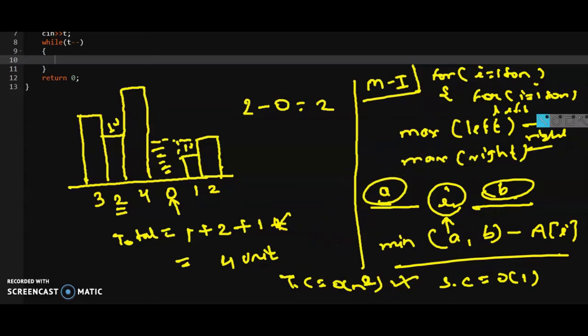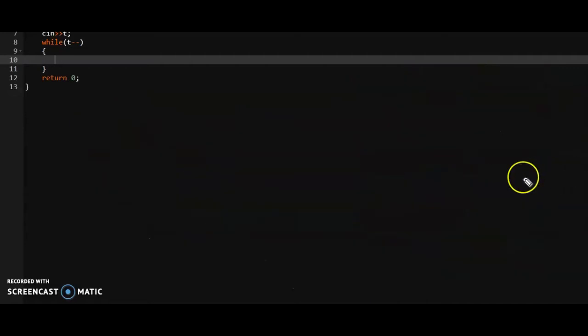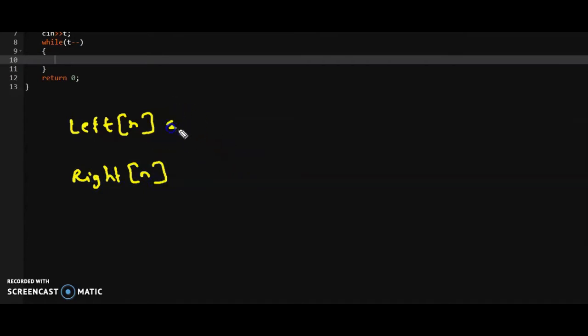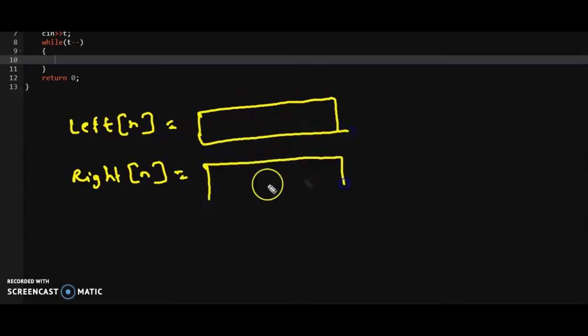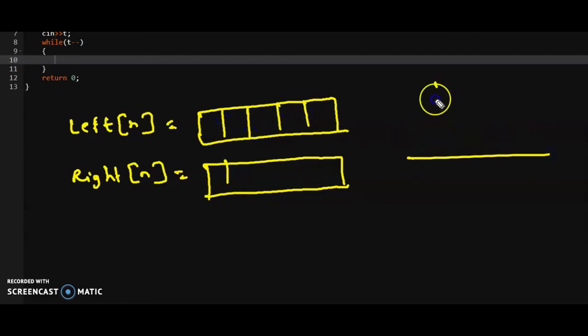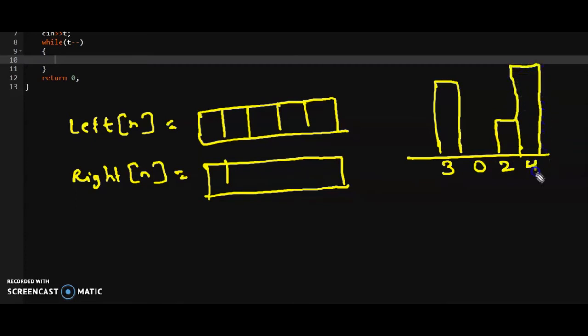So let's see the second method. I'm erasing this. So the second method is, I'm making a left array of size n, and I'm also making a right array of size n, and I'm storing the maximum of left and maximum of right. So let's see the example. This is, let's say 3, 0, let's say 2, and let's say 4, right? So what I will do is store the left and right max for the array.